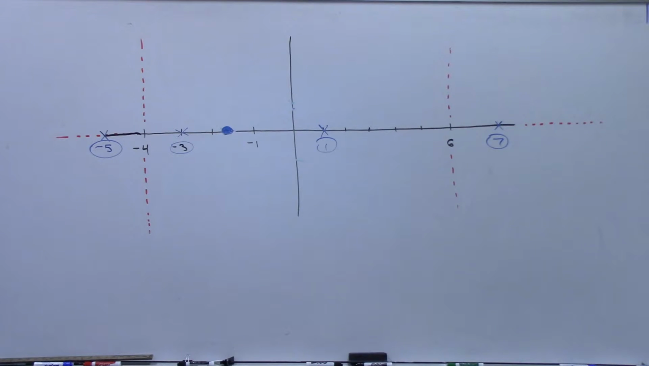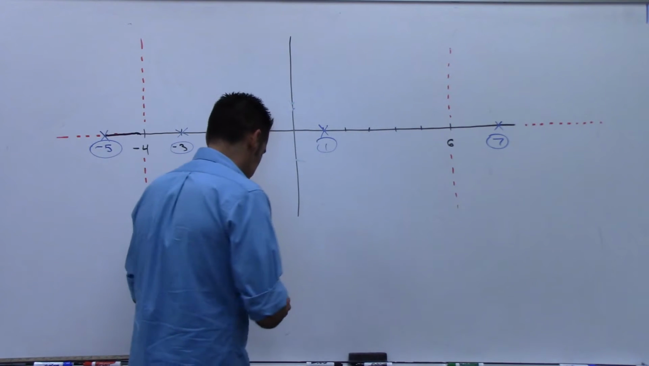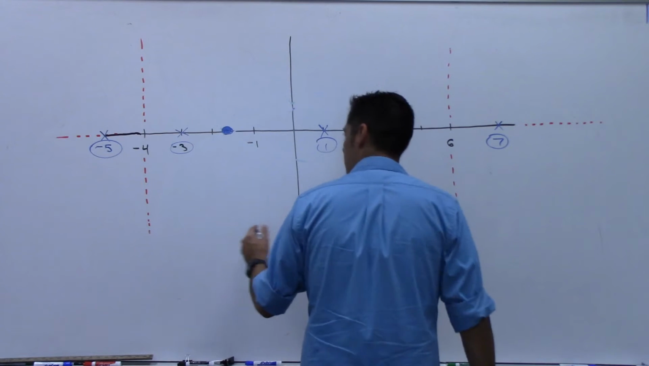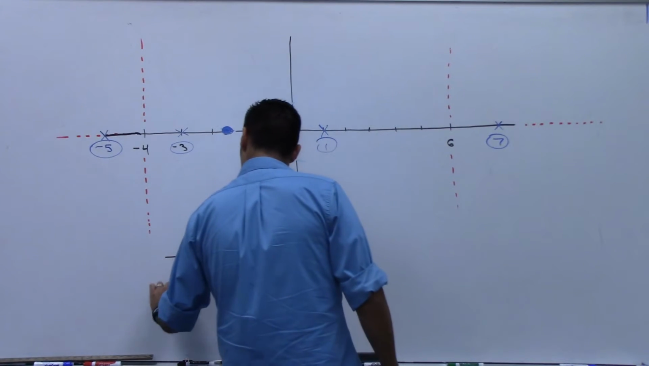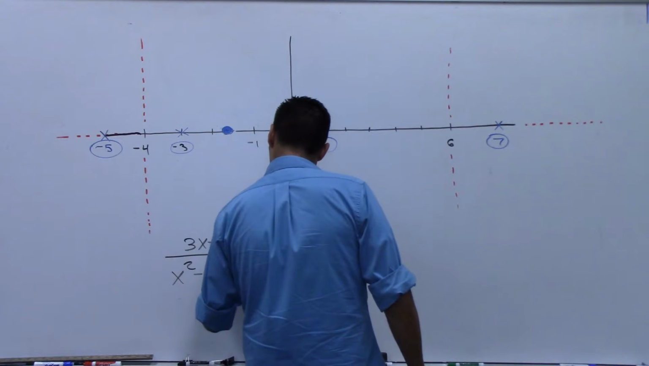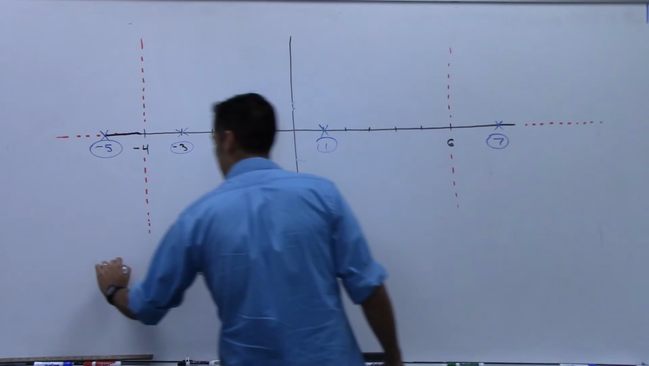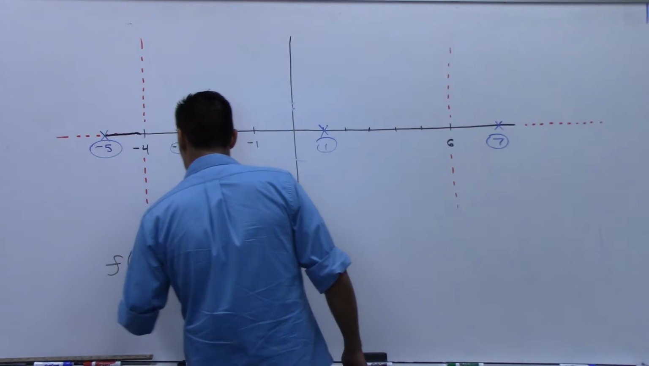All right, you ready to plug these in? We get to plug these in where? Into the original function. So let me write that down. We've forgotten what that is. The original function: 3x plus 5 over x squared minus 2x minus 24. That's f of x. And I get to plug those in.